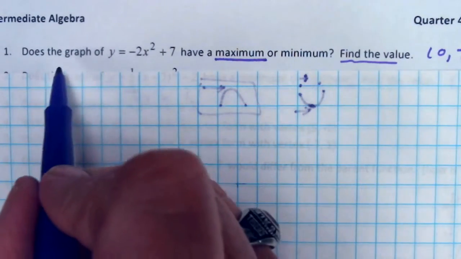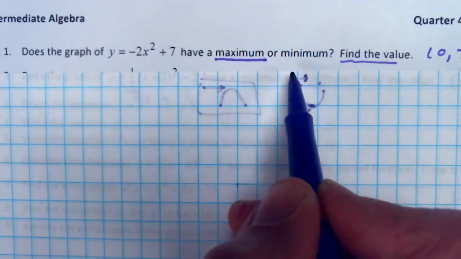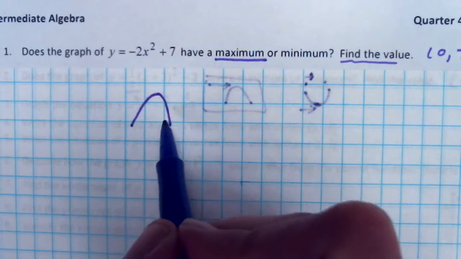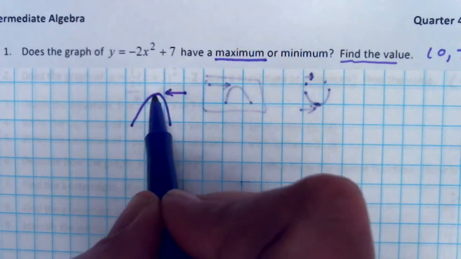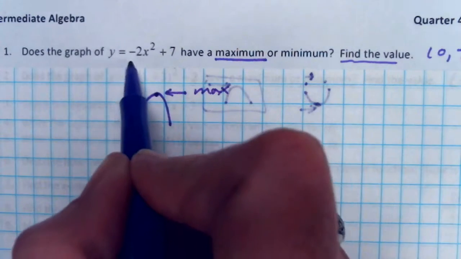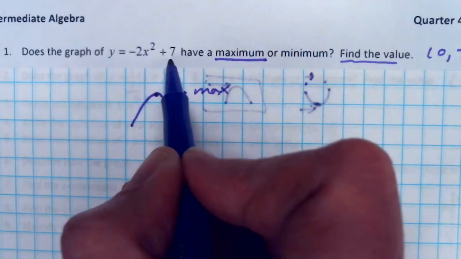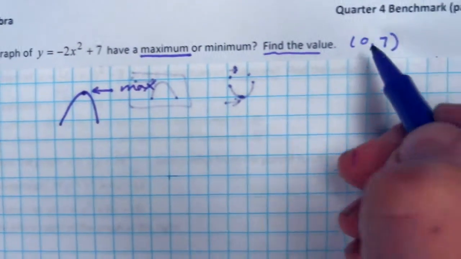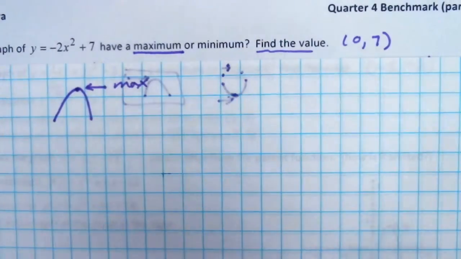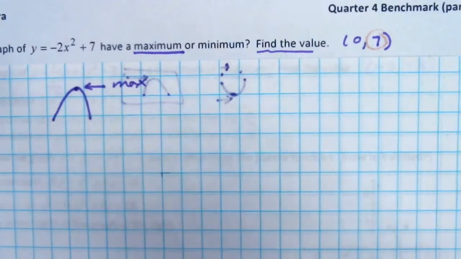Number 1, does the graph of y equals negative 2x squared plus 7 have a maximum or minimum? Since the leading coefficient is negative, it's going to open down, and so the vertex is a maximum. Since this is just the graph of y equals negative 2x squared shifted up 7 units, the vertex is at the point (0, 7), so the maximum is at y equals 7.